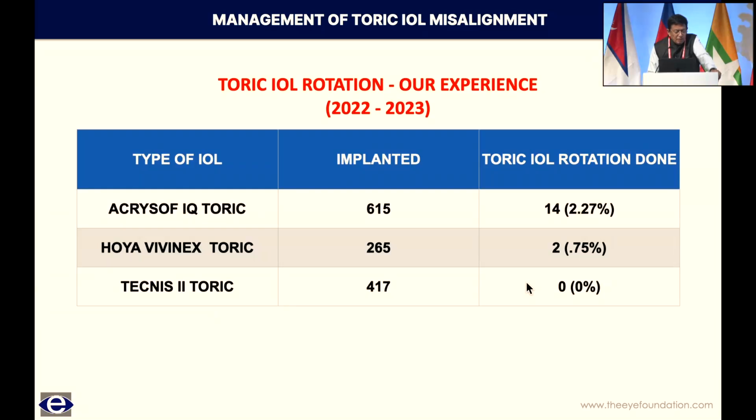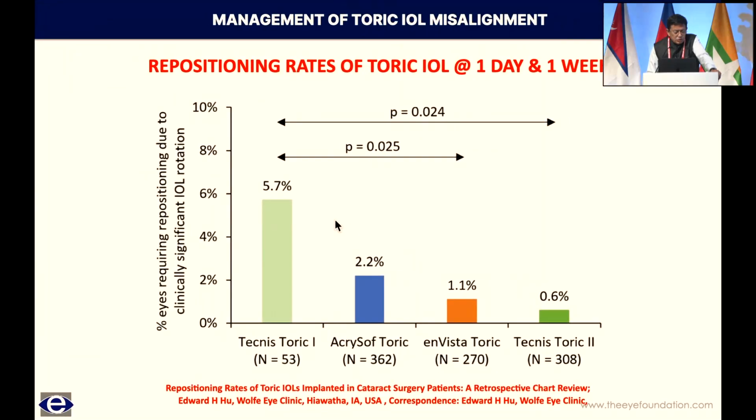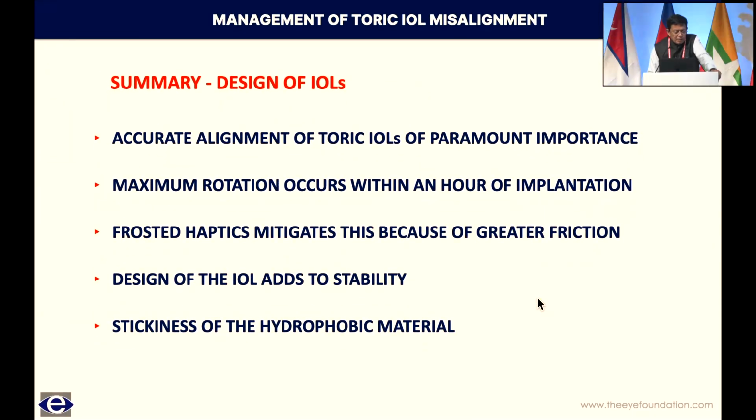This is significantly improved compared to our experience with the Technis toric 1 itself. This is just to show you the published literature. From 5.7% in Technis toric 1, it came down to 0.6%. Almost a 10 times reduction, simply because the only change was the roughening of the haptics. In the case of an AcrySoft toric, it's about 1/3, and this was one of the reasons why this modification of the haptics did happen.